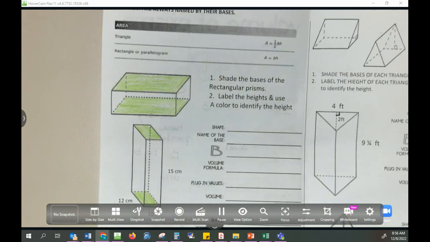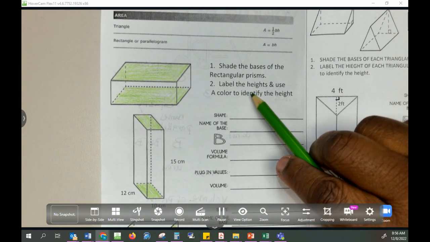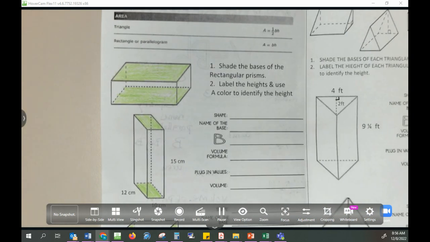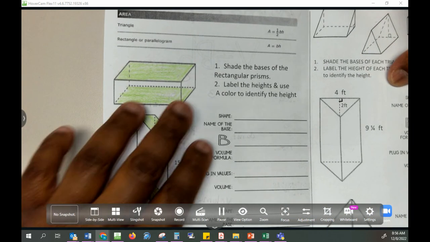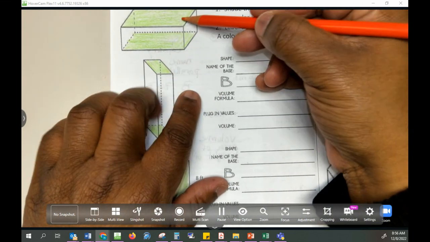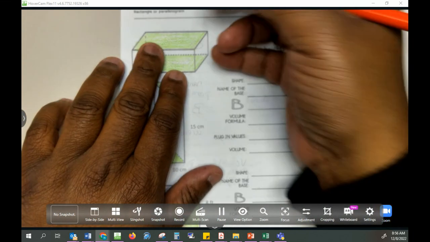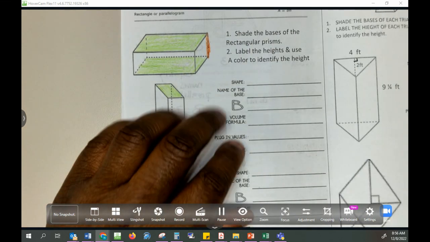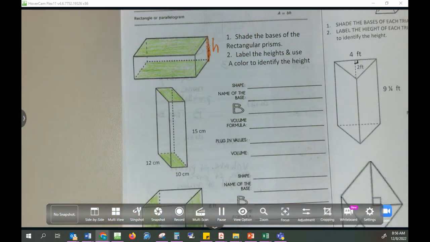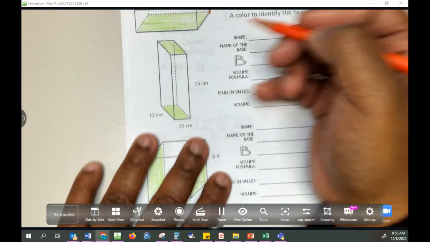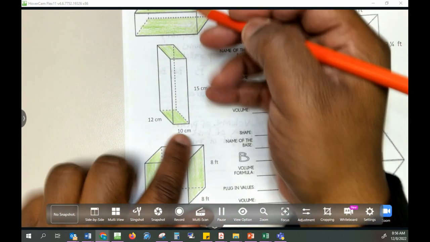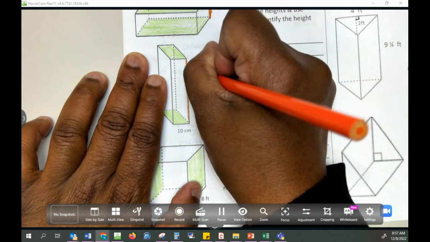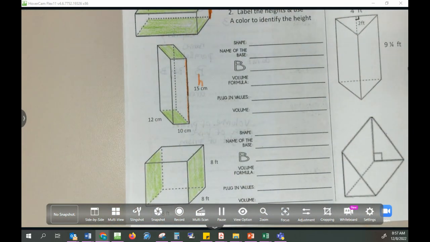All right. So now the second thing says label the heights and use a color to identify the heights. So I'm just going to switch it up. If these were my base, that means the height has to be the space between the two bases. So this will be my height for this prism. If these are my base, that means that my height for this prism will be the 15.